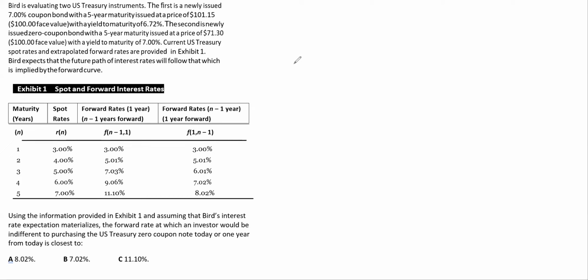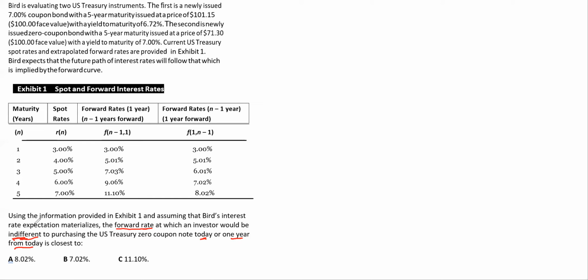So first of all, I'm going to assume that you've read the question. If not, pause the video and take a minute to read it. The key information is that we want to find the forward rate at which the investor would be indifferent to purchasing the U.S. Treasury zero coupon note today or 1 year from today. So this is the key. We've got to understand what it means to be indifferent. That is the first thing we're going to handle.